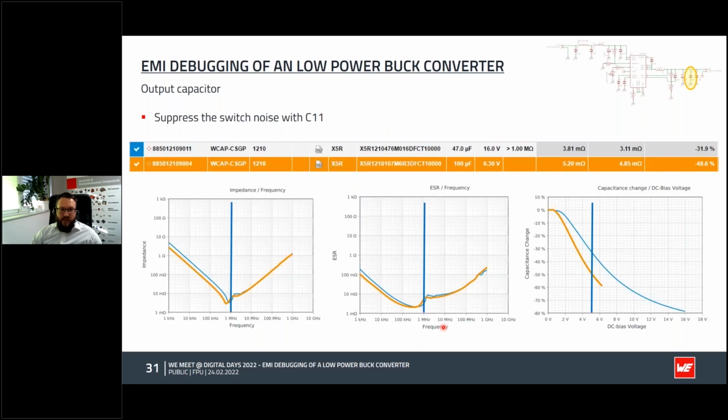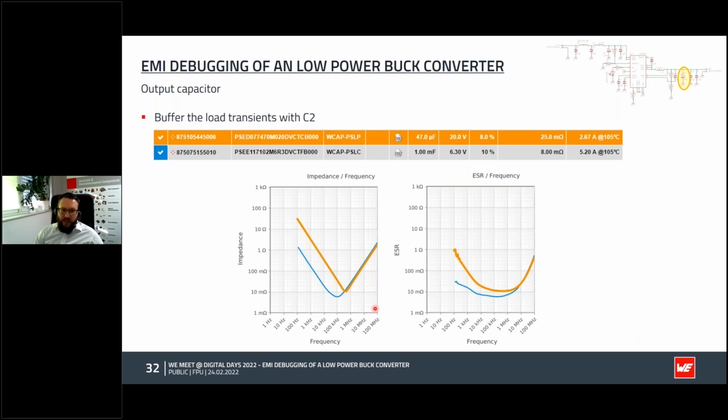Then C11 is a ceramic capacitor to suppress the switch noise. Here again, I increased the capacitance value to have, it's maybe marginal, but a better performance from an electrical point of view. And with the DC bias, I shifted to the right point that I want to have, at 1 megahertz. So this was my approach to get better performance here.